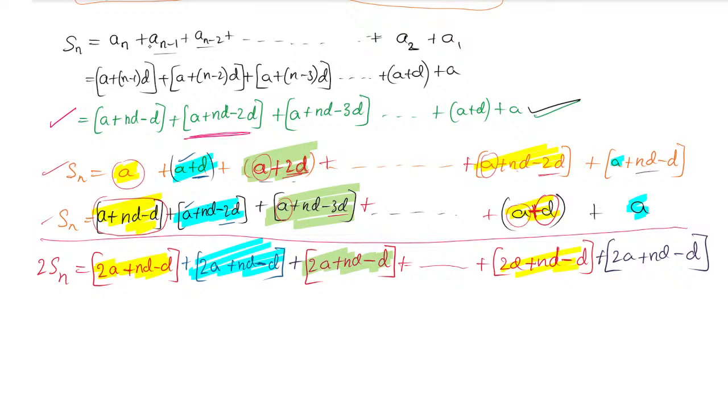Sir, how did 25n come? Where is 25n? It is not 25n. It is 2Sn, because Sn plus Sn, sum of n terms plus sum of n terms, is nothing but 2 times Sn. Not 25, it is 2 times Sn. Yes, that is 2Sn. It is like x plus x is 2x. Okay, so does anyone have a doubt so far?